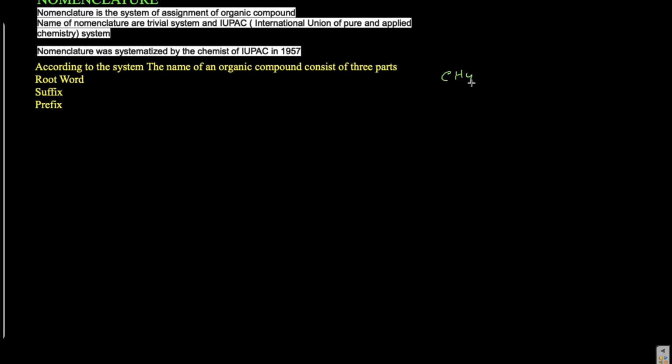It is named methane when governed by the IUPAC, but previously the name of CH4 was marsh gas. Why is it marsh gas? Because we can get CH4, methane, from marshy places. Like this, we can get acetic acid from vinegar.